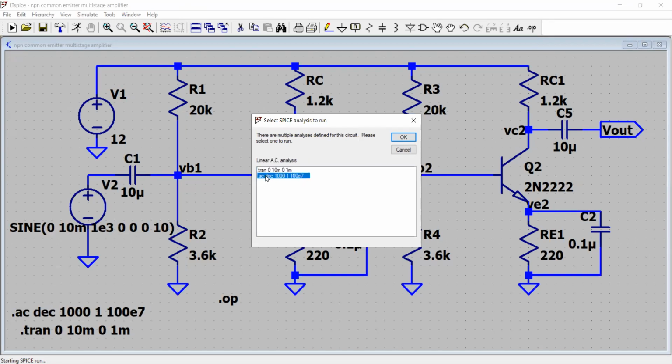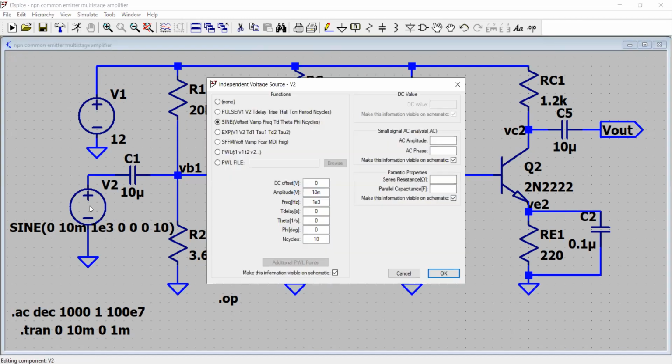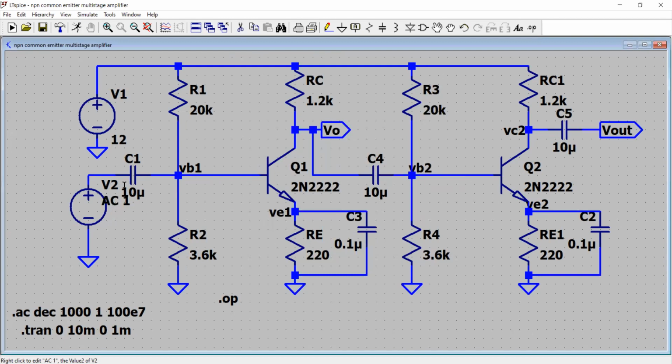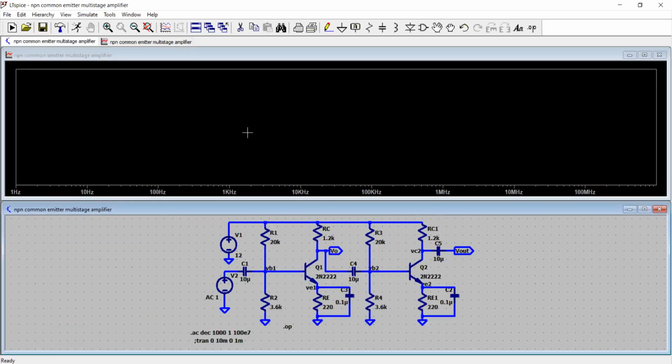So I want to run the AC analysis, but before that I forgot to change the nature of the voltage source. So I will right click here, I will click none, and the AC amplitude is the small signal AC analysis. So I will set AC amplitude to be 1. I will click OK. AC voltage source has been set up there. Then I will run the simulation. It is asking me to choose. I will choose the analysis about the frequency response. I will click OK, and it plots me the output.